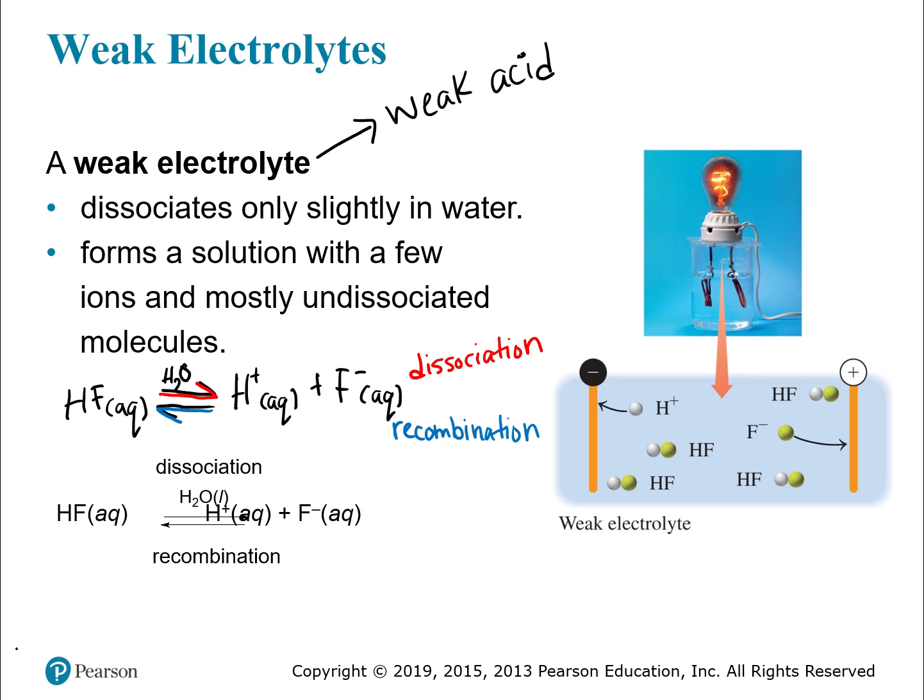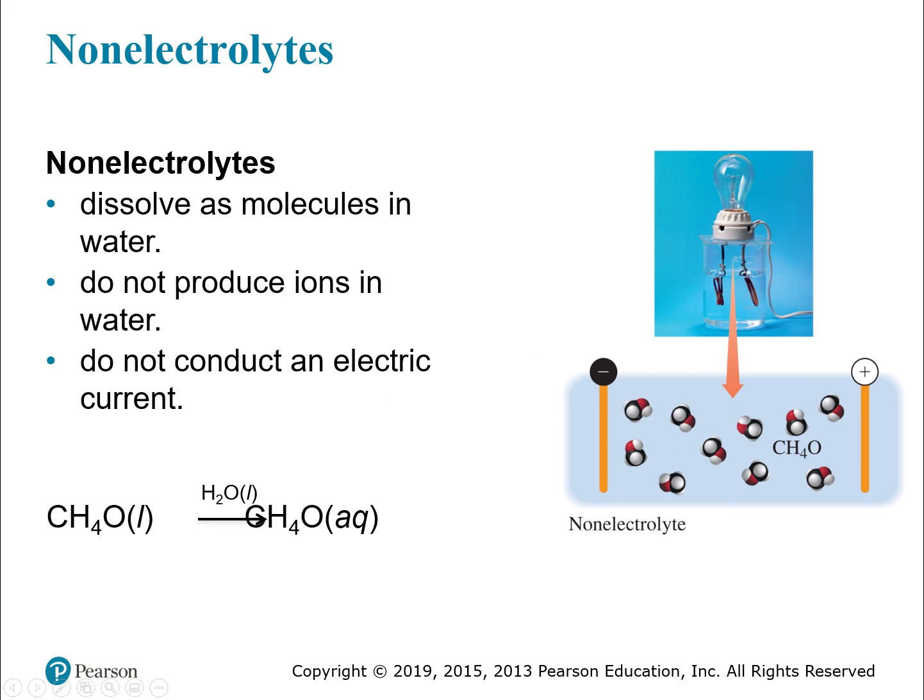So just like before, you'll want to take note of the structure of this dissociation equation, okay? With a weak electrolyte, you're going back and forth, and you have some equilibrium between ions and undissociated molecules. Now we get to non-electrolytes.